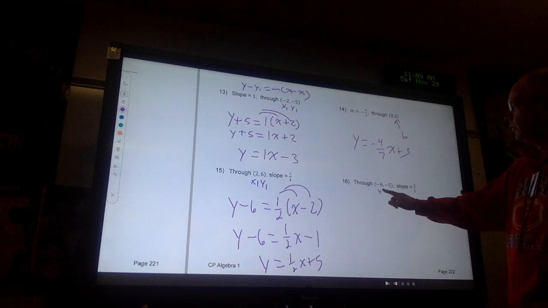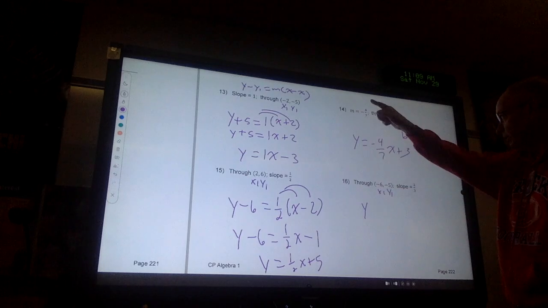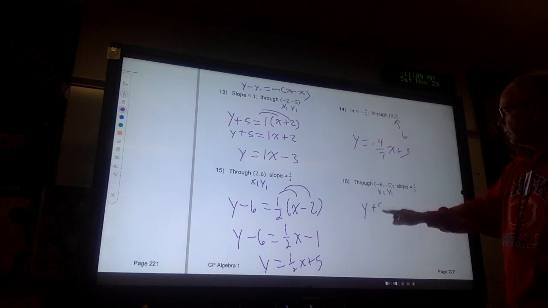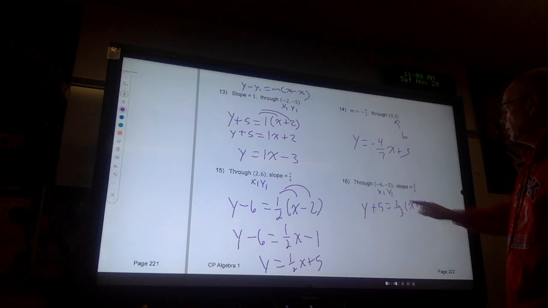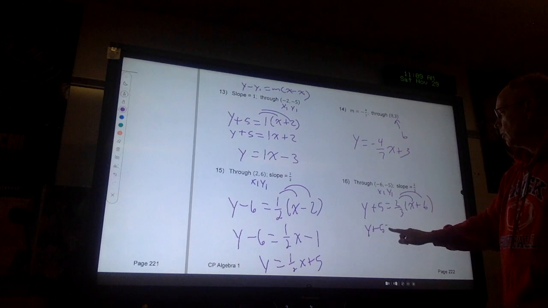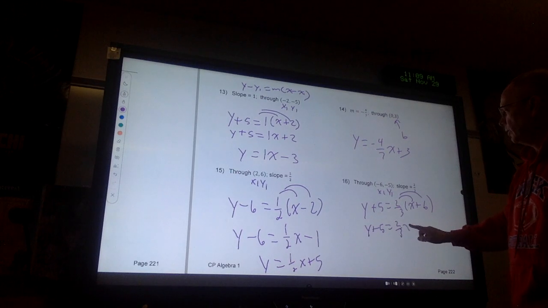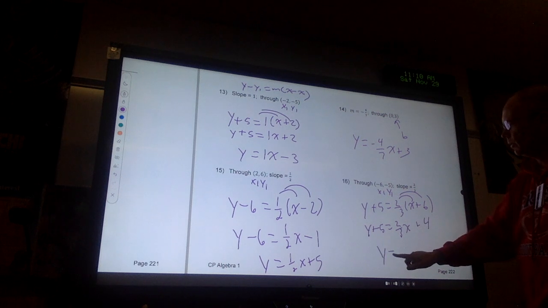And again, we'll use point slope on this one, x1, y1. So I'm going to get y using that equation. Y plus 5 equals 2/3 times (x plus 6). Let's distribute the 2/3 over the parentheses. So I get 2/3 times x is 2/3 x. 2/3 times 6. So 2 times 6 is 12. 12 divided by 3 is 4. Subtract 5 from both sides.